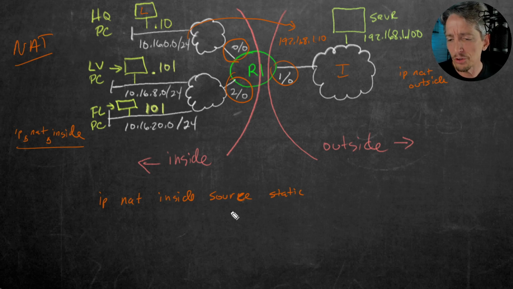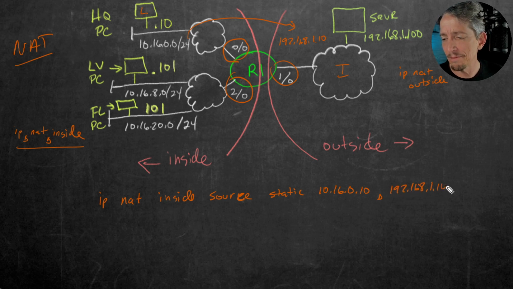So IP NAT inside source static, and then the address that we're going to do the translation for, 10.16.0.10, and a space, and then the IP address that we want to map him to, which is 192.168.1.10. And then we'd also do the interfaces and say IP NAT inside, IP NAT outside, to make sure it knew which interfaces were in and out. So let's go ahead and do that.